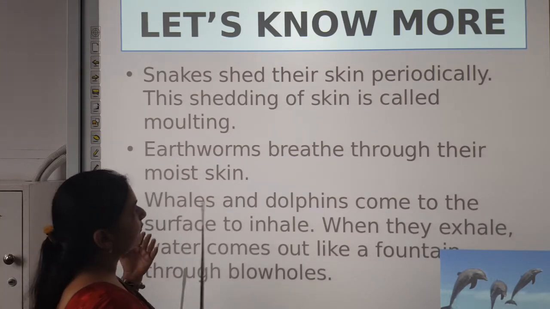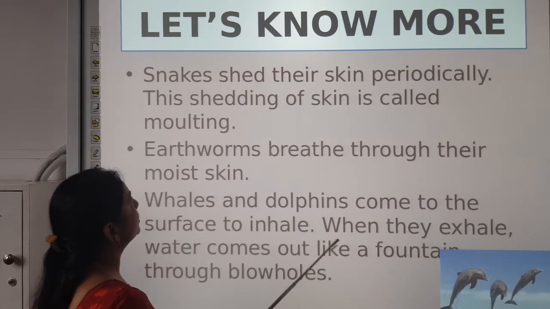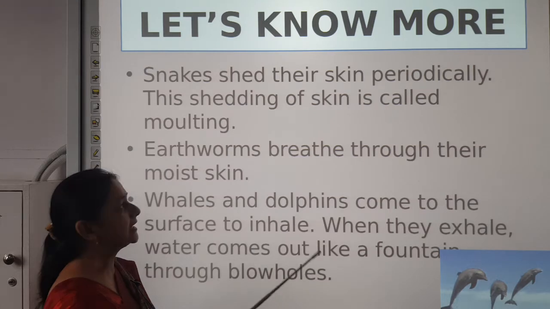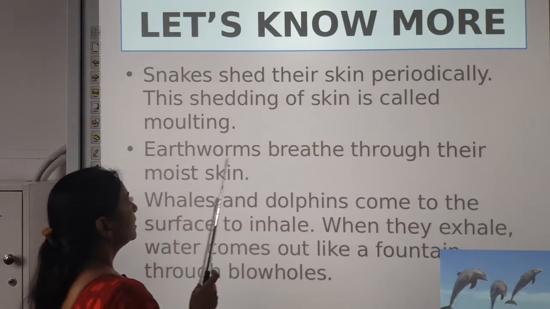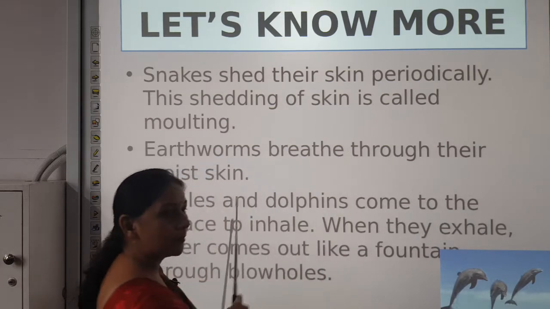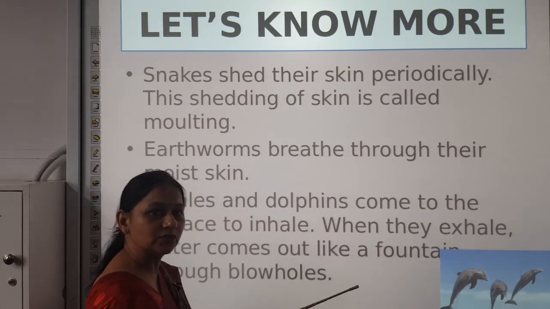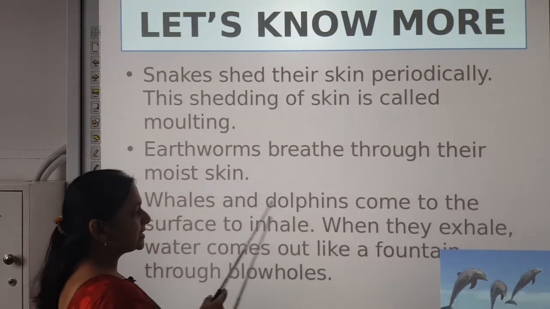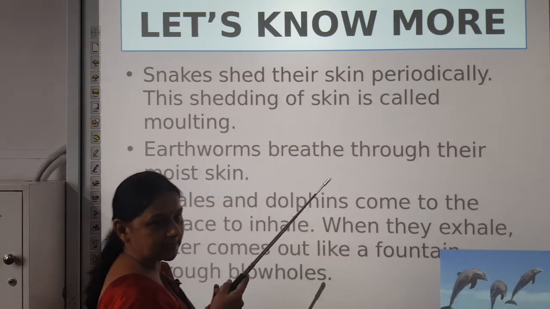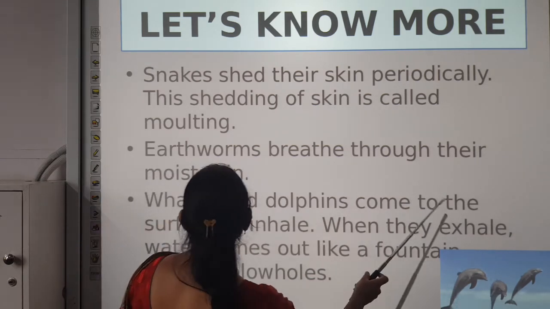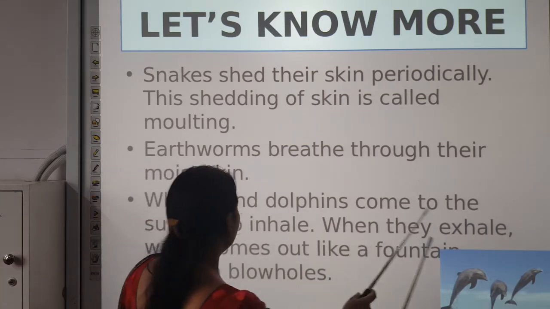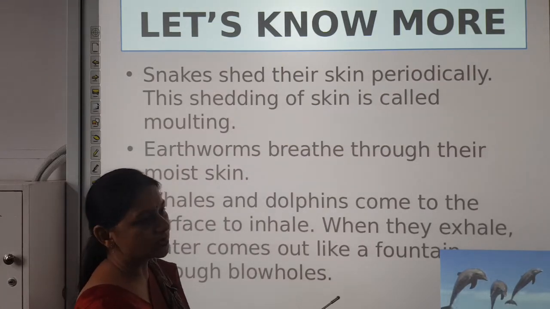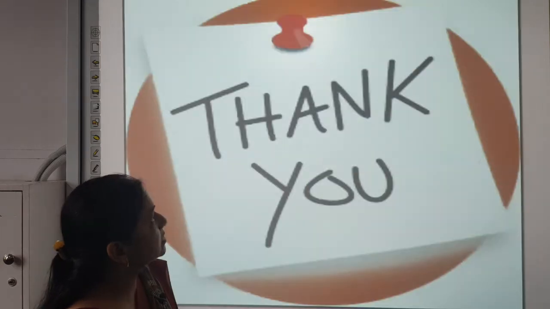So there are some interesting facts that you should know. Snakes shed their skin periodically, and this shedding of skin is called moulting. Earthworms breathe through their moist skin. As the frog in water breathes through its moist skin, similarly earthworms also breathe through their moist skin. Whales and dolphins come to the surface to inhale. When they exhale, water comes out like a fountain through their blowholes. So these are some interesting facts about animals.